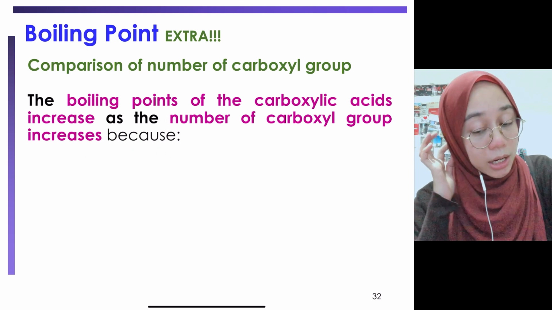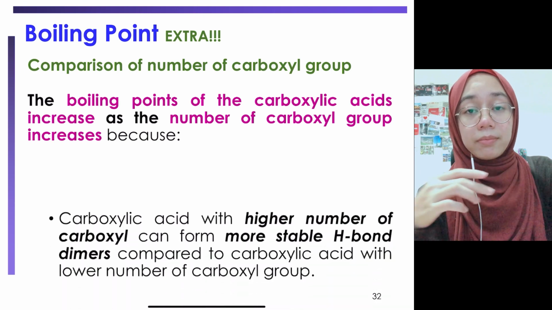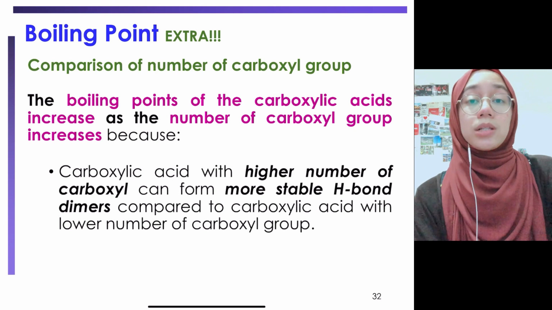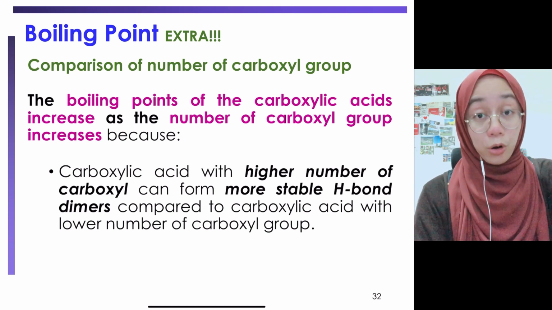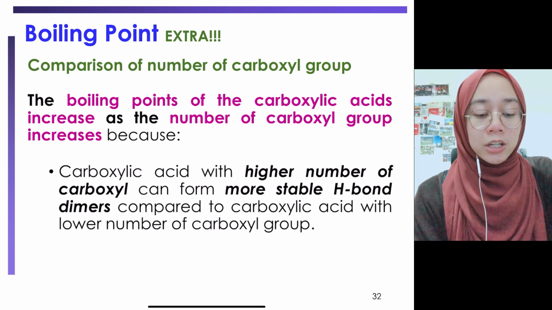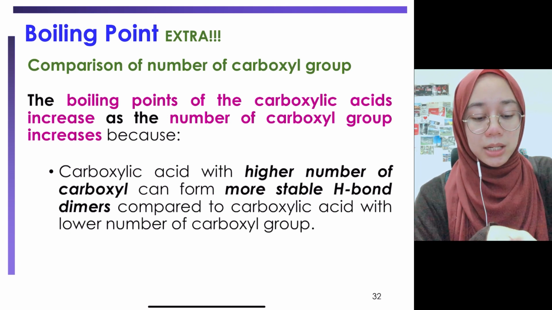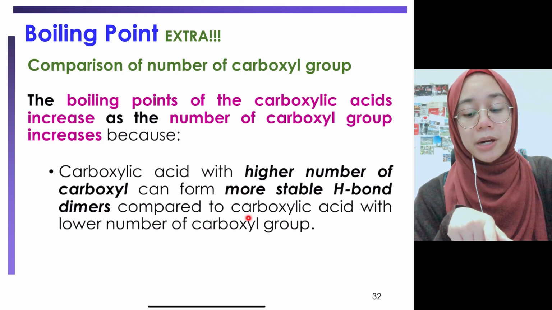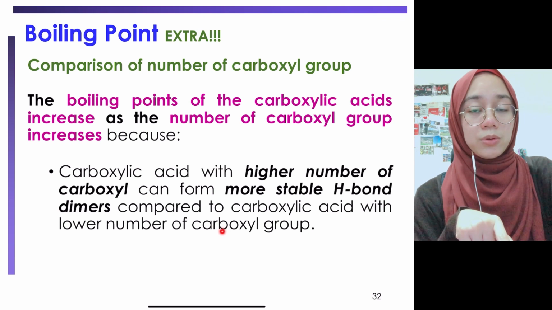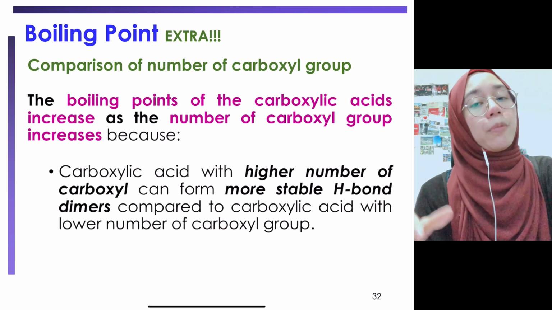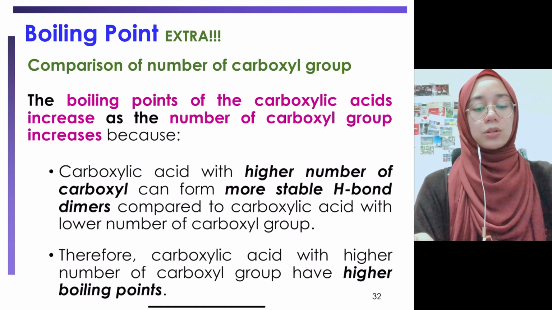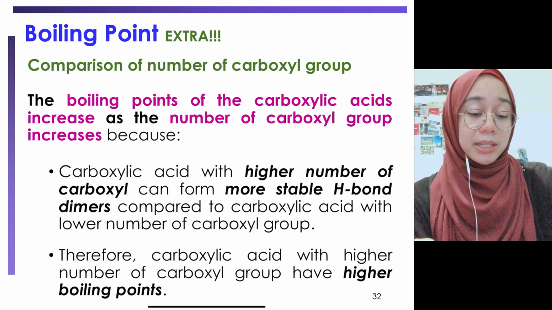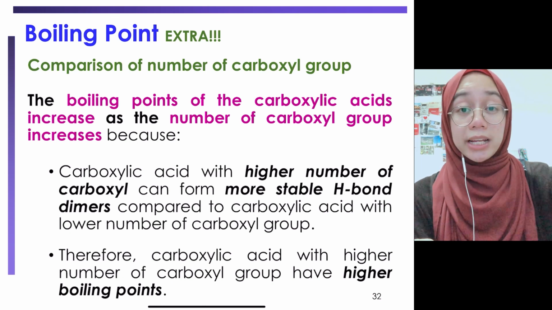Okay, so kenapa? So why? Sebab same concept with alcohol. Lagi banyak hydroxyl group ataupun lagi banyak carboxyl group, meaning you can form more hydrogen bond. Okay, so carboxylic acid with higher number of carboxyl can form a more stable hydrogen bond dimers. Okay, compared to the carboxylic acid with lower number of carboxyl group. So that is why higher boiling point dekat situ. Okay, so this is just an extra lah, but I don't think it's sebab tak ada dalam syllabus. So rasanya tak keluarlah, tapi Miss just bagi je.